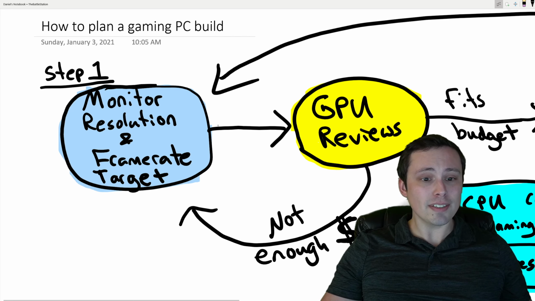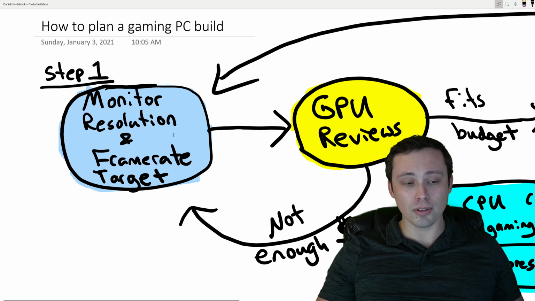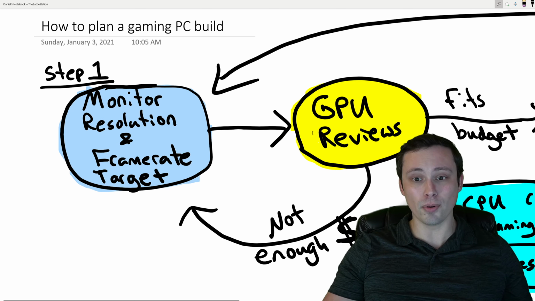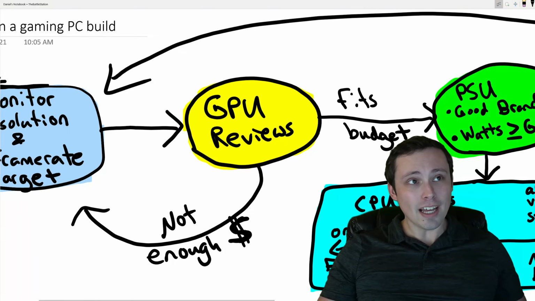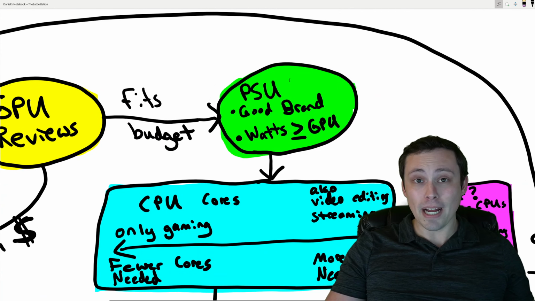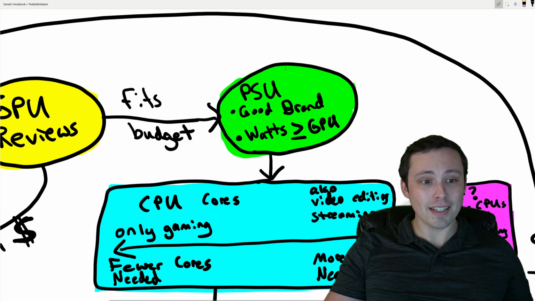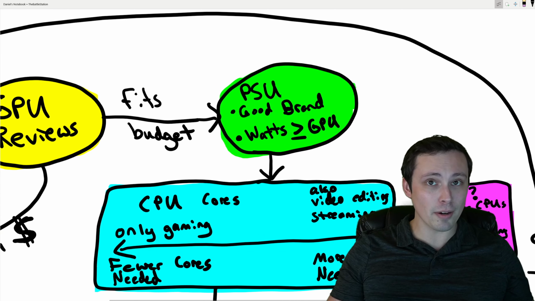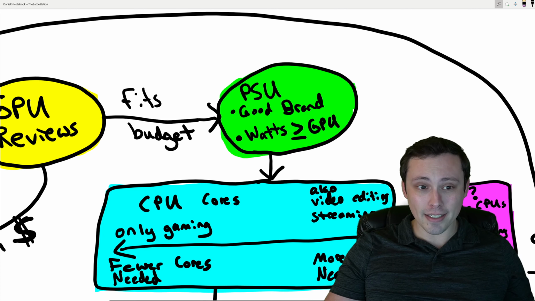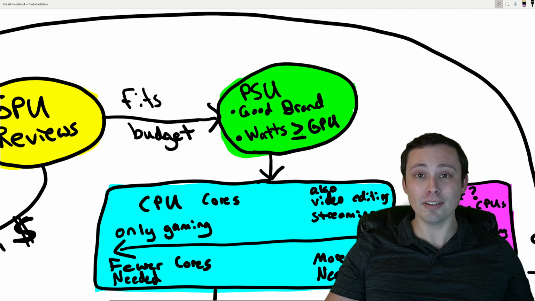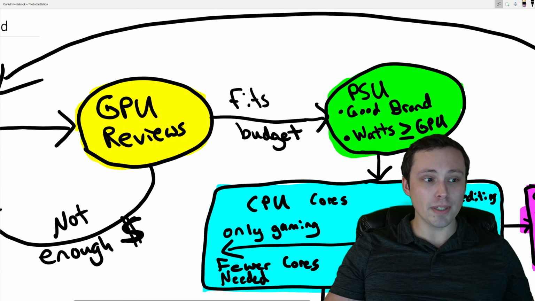Okay, so once you've settled in on a GPU that will run your monitor resolution and hit the target frame rate that you're looking for and seems like it might fit your budget, now there's a lot of places you could go next. I'm just going to throw in the power supply. A lot of people forget about this, but this is a good time to just think about a power supply. You could adjust it again later, but you want to get one that's a good brand. That's actually a bigger deal than you might think, and then has a watt value that is greater than or equal to what the GPU recommends.